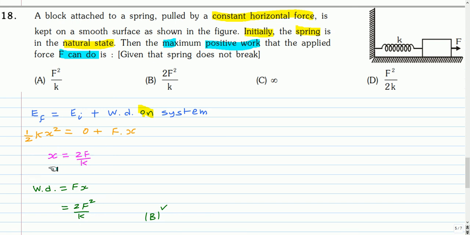So from this we can get the value of x as 2F by k. Work done by the force is F into x. So it is F into the value of x. We can use this expression. So we will get 2 times F square by k. Correct option is option B.